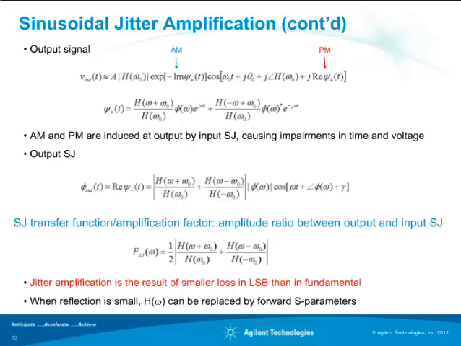As we discussed earlier, the effect of amplification is dominated by the lower sideband, and amplification is the result of a smaller loss in the lower sideband than in the fundamental. I also want to point out that if the reflection in the channel is small, we can replace the transfer function h with forward S parameters.